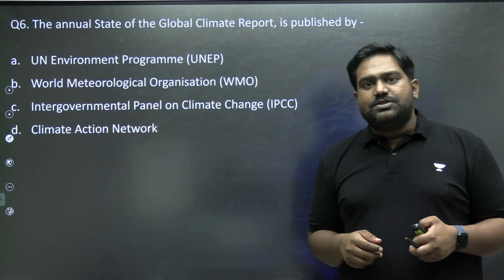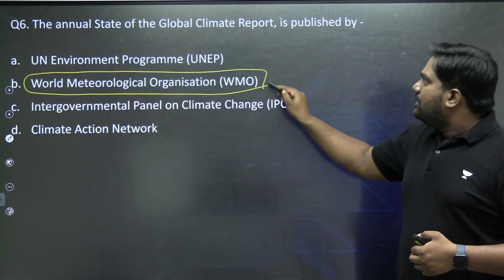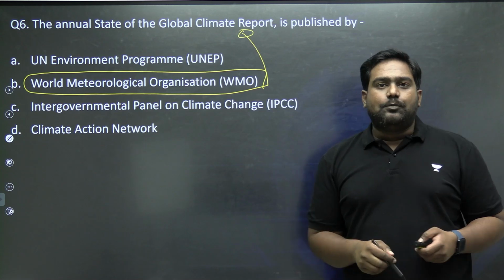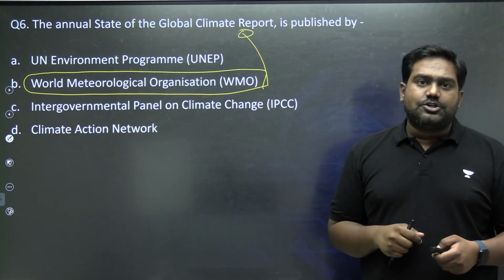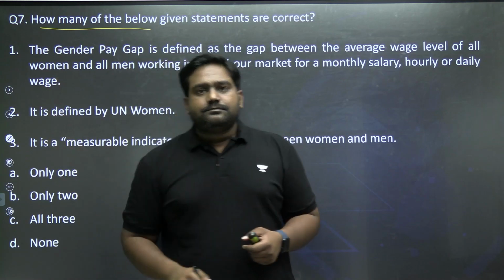So that is why the topic was in news. So the correct answer is option B. The State of the Global Climate Report is published by the World Meteorological Organization. Let's look at question number 7.